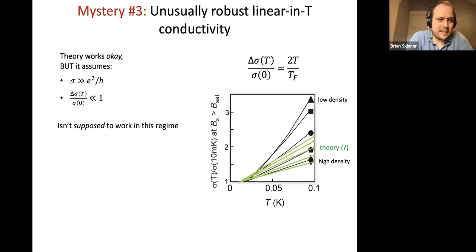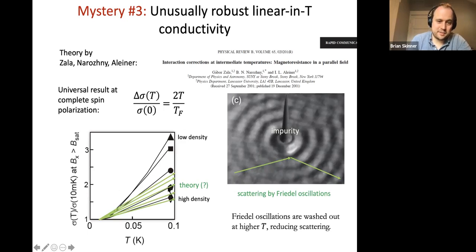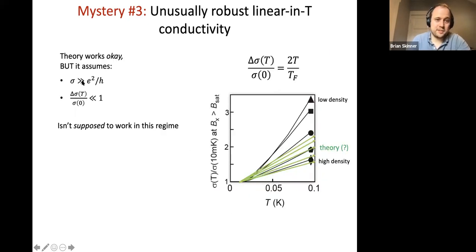And the problem is that the theory has made certain assumptions about asymptotic parameters. And the big one is that it assumes that the conductivity is large. So it assumes that the conductivity is much, much bigger than e squared over h. And in fact, in all of these curves that I'm showing you, the opposite is true. For this highest density one, the conductivity is 10 times smaller than e squared over h. So this inequality is strongly violated.